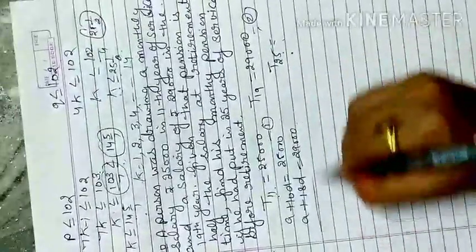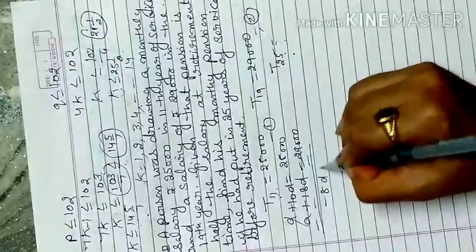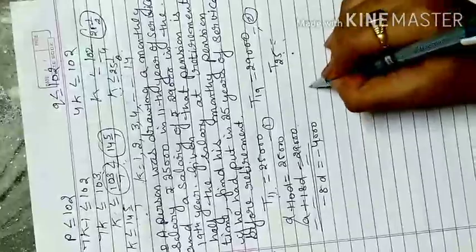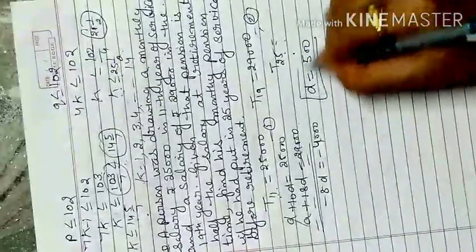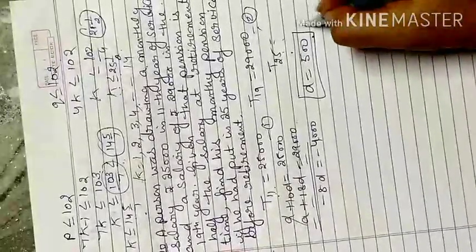29,000. Now you have to subtract this one, so that gives you minus 8d is equal to minus 4,000, and when you solve, your d value will be 500. So that means every year his increment was 500 rupees.